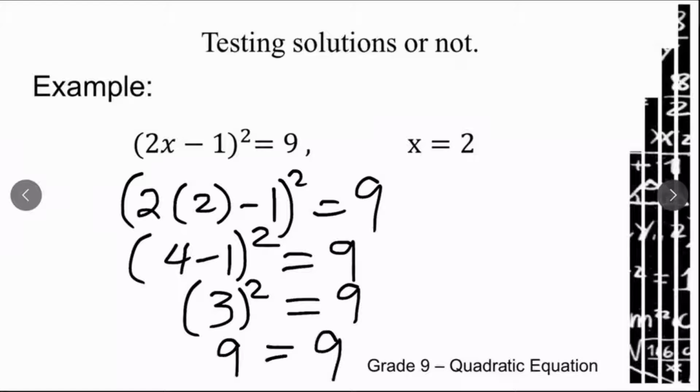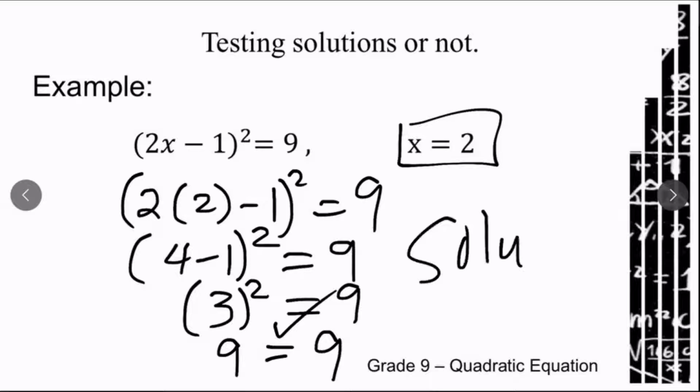Therefore, as you observe, we have equivalent values. 9 is equivalent to 9. So let us have a check. Therefore, we can say that this x value, x = 2, is a solution of the given quadratic equation.